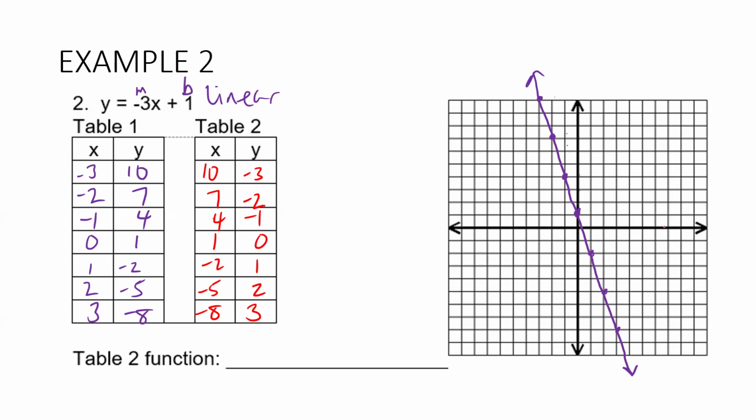So we're going to go to 10, negative 3. I'm going to go all the way down to 10. 1, 2, 3. I'm going to go to 7, negative 2. 9, 8, 7. 1, 2.